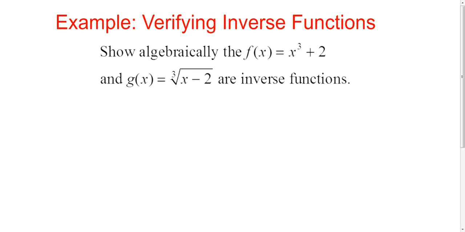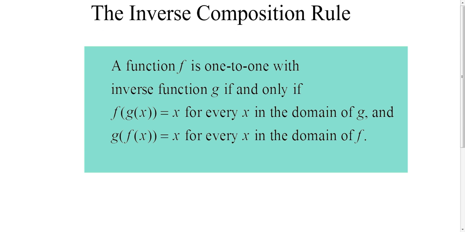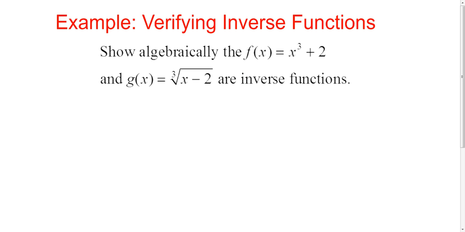Okay, and then we want to be able to prove algebraically that these are inverses of each other, and I will just tell you, in order to prove that two functions are inverses of each other, you have to do these two things. You have to find f of g of x, get x for a result. Find g of f of x, and get x for a result. So basically, you're plugging one function into the other and doing it both ways, and you should get x both times.